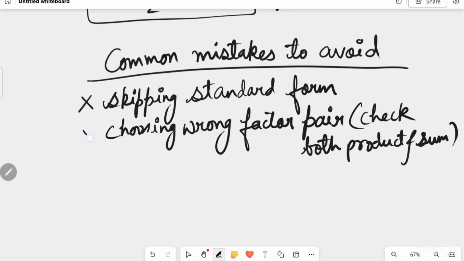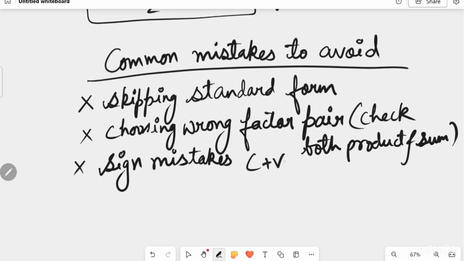Third, sign mistakes, especially when there is a negative sign. We have to be very meticulous with the negative sign, especially when numbers are with a negative sign.